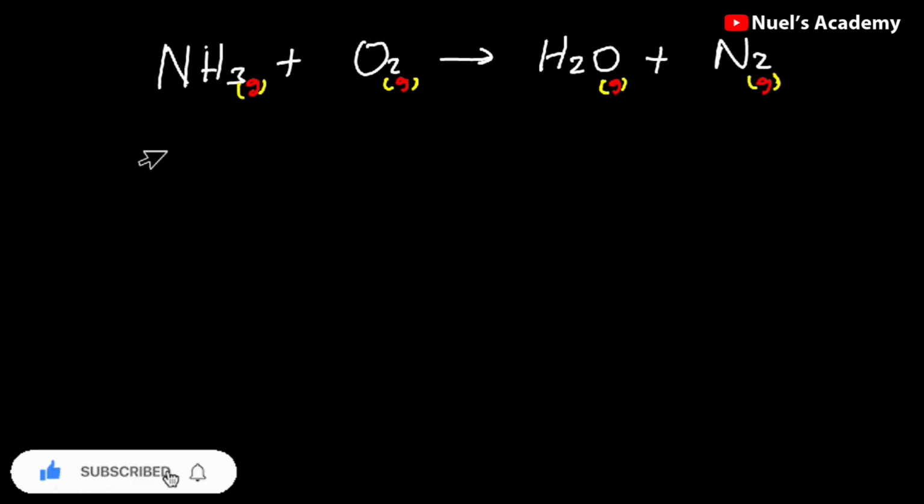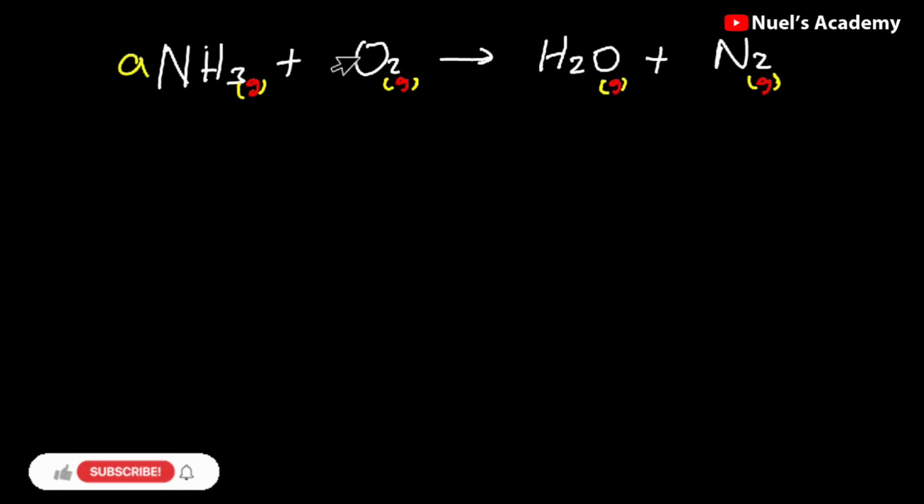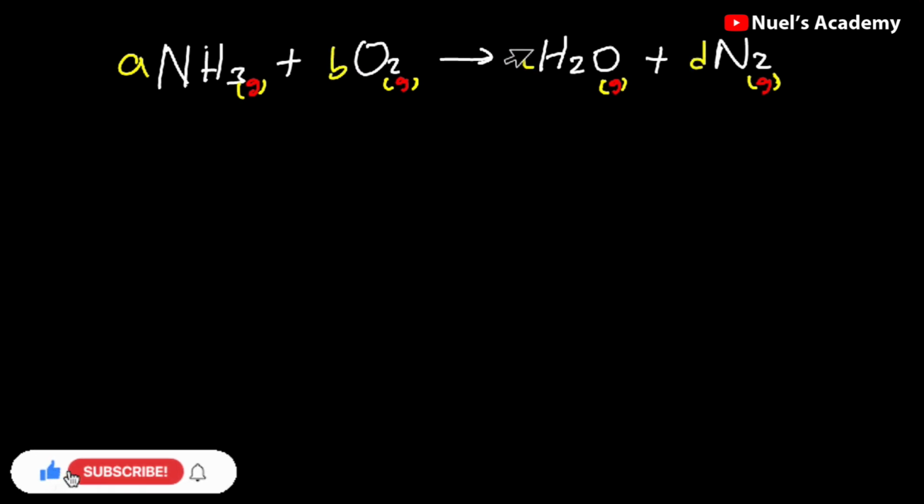So instead of using the trial and error method to balance this chemical equation, write this instead. Write here A, B, C, and D. We are going to find the values of A, B, C, and D, because these are the positions of the number of moles that can balance this chemical equation. Algebraically, we are going to calculate the number of atoms of each element that make up these compounds and also this oxygen that is standing alone.